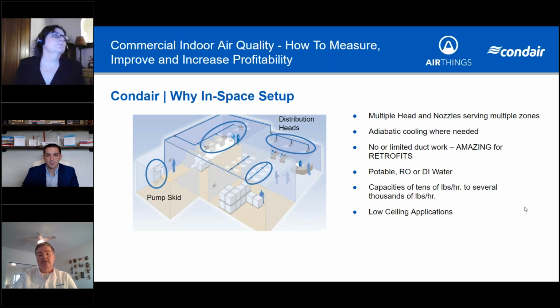Some of the advantages of this system is they're great for retrofits. There is no cutting sheet metal or cutting into ducts. This is all done without the need for that type of installation. Also, it is very flexible, so we can go from very small loads up to several thousand pounds an hour, which is something you typically can't do with other technologies that Condair provides.